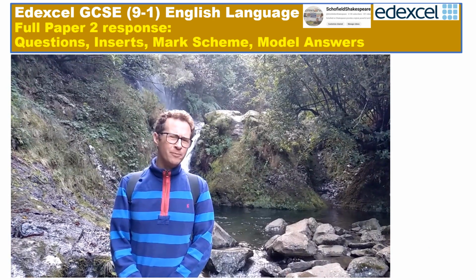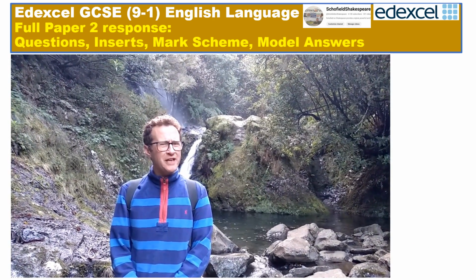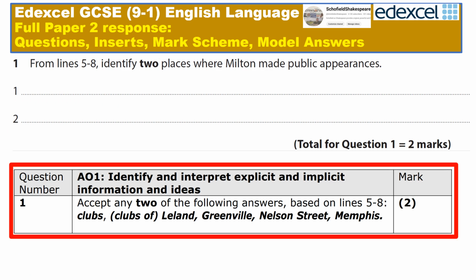How did you get on? So here's the answer for question 1. You need 2 places where Milton made public appearances. Choose from Clubs, Leland, Greenville, Nelson Street, Memphis. Time to mark your response. Press pause now.